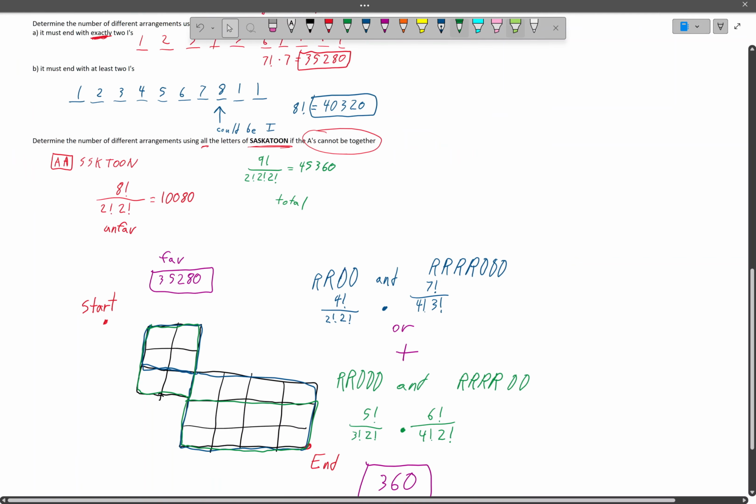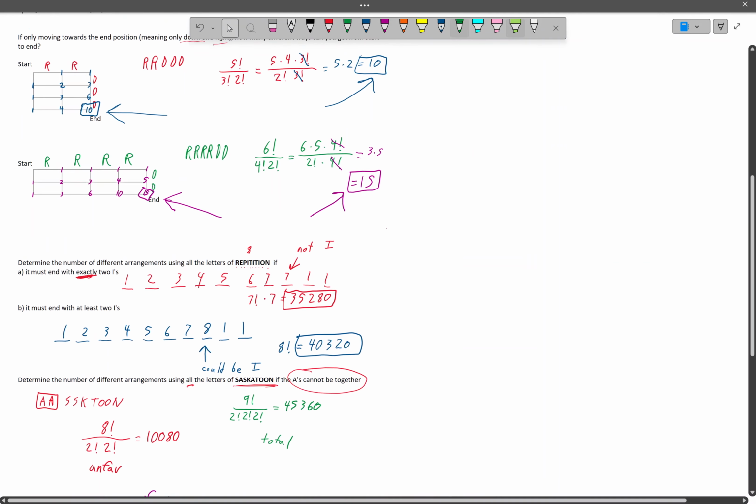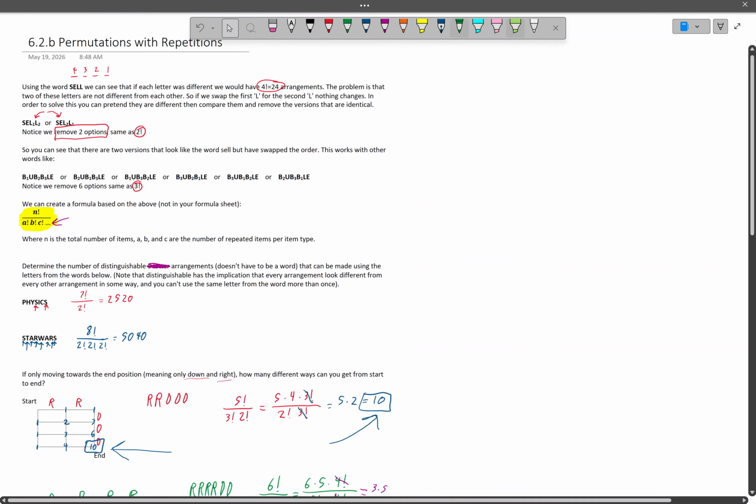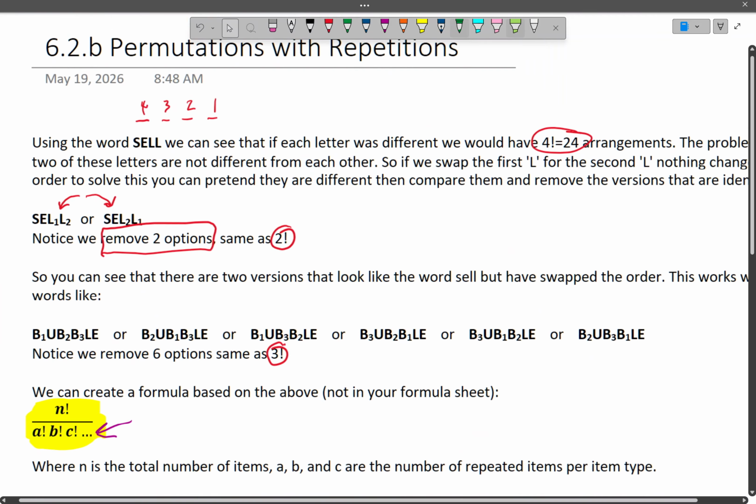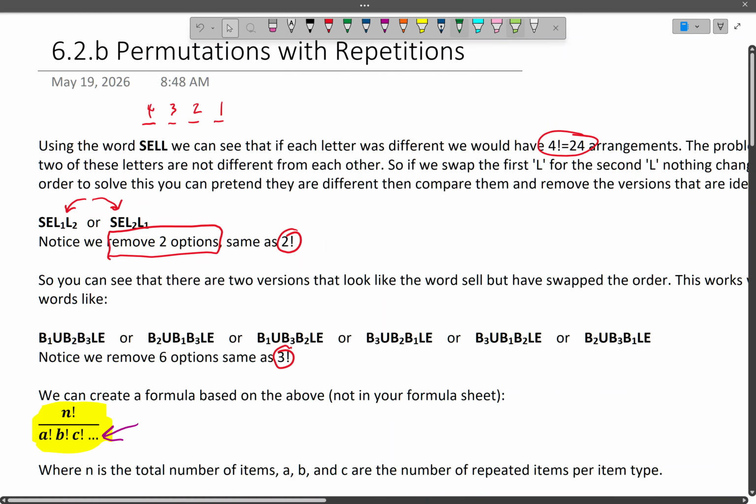I hope this video helped you better understand the concept of permutations with repetition, especially the letter questions, which we can change other questions into. Hope the video helped, and good luck.